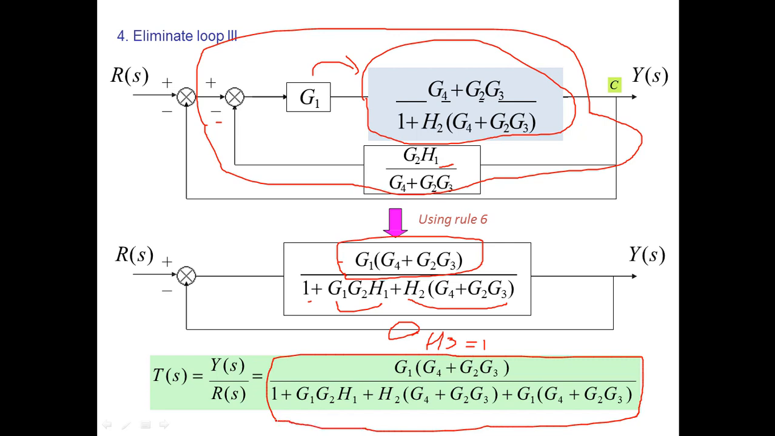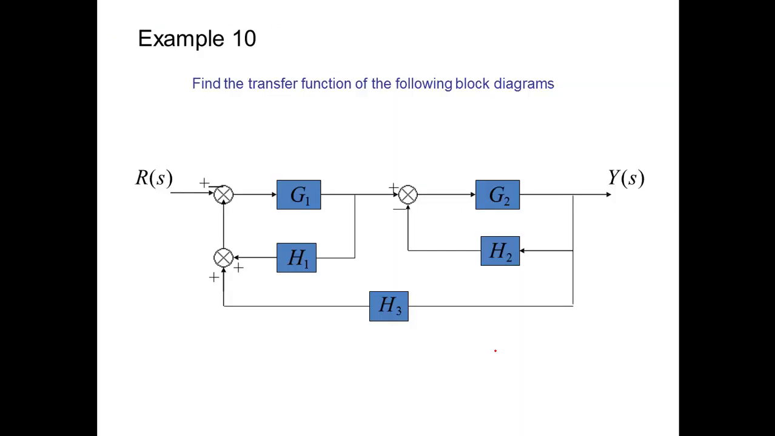As I've solved it, this will be a single block, and the input to this block will be this R of S, and the output of this block will be Y of S. So this is the second example that I have done for you for solving the huge block diagram.